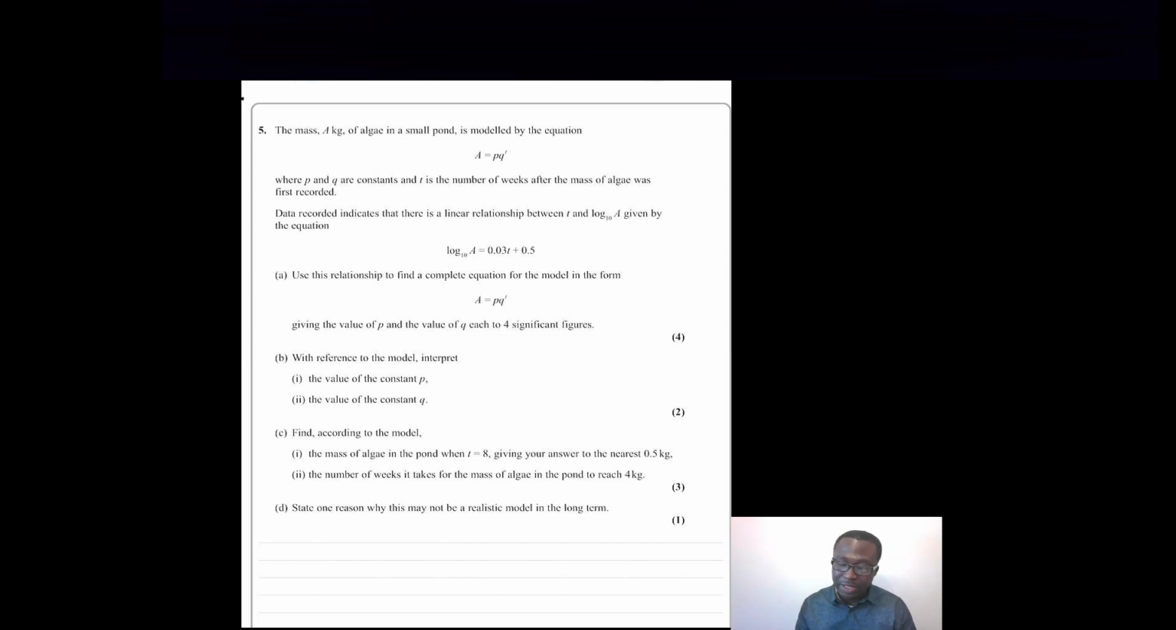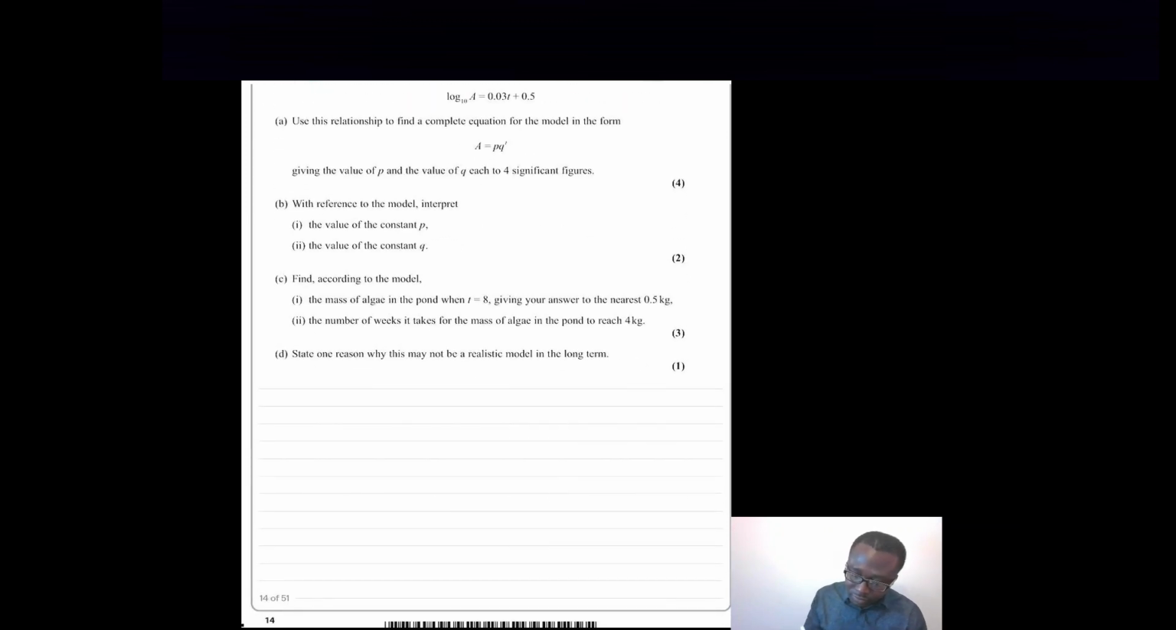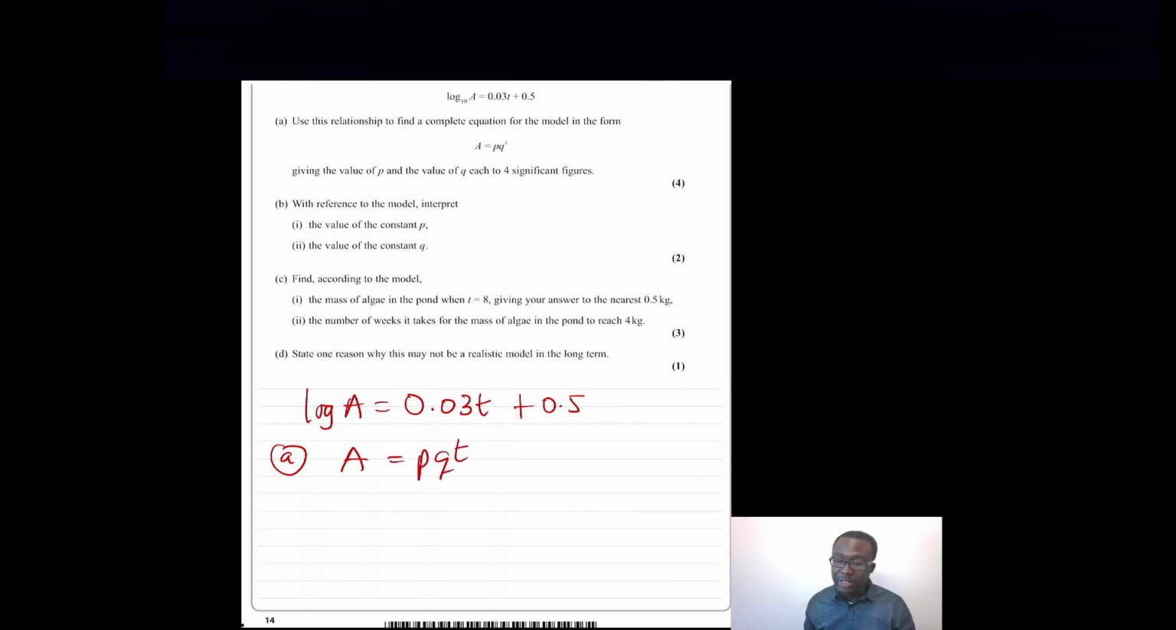The data recorded indicates, so everything you're doing, no need to panic. The first question says that we've been given log A to be 0.03T plus 0.5, and then we've been told to rewrite this so that it looks like A equals PQ to the power T. So there are many ways of doing this.